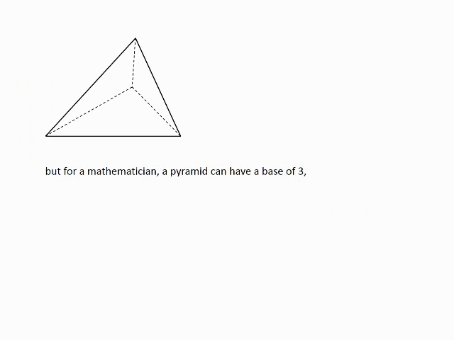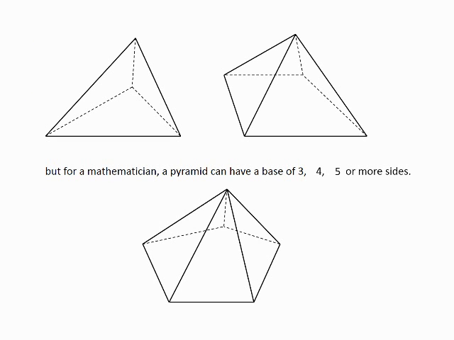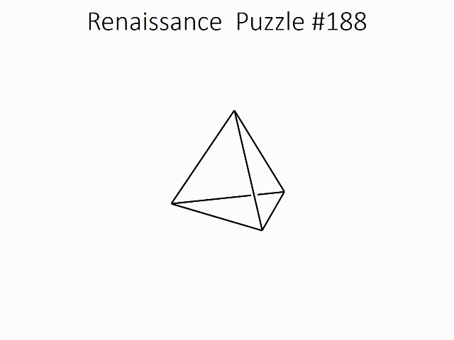But for a mathematician, a pyramid can have a base of 3, 4, 5, or more sides. A tetrahedron has 6 edges, and for this puzzle, all 6 edges have a length of 1. The object of the puzzle is to determine the height of the tetrahedron.